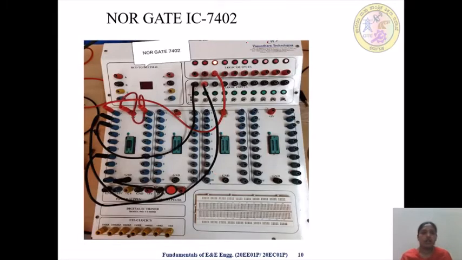So this is how the input connections are given. Here the red patch cord is connected as the output terminal, and 2 and 3 are connected as the input terminals, and 7 is connected to ground, 14 is connected to VCC. When both the inputs are 0, the output is 1.